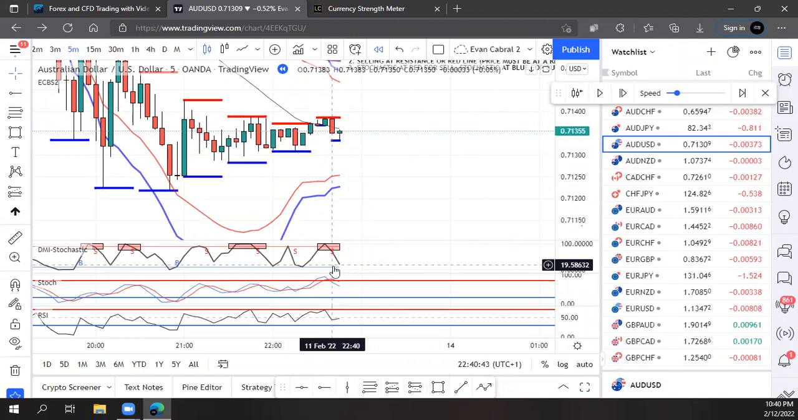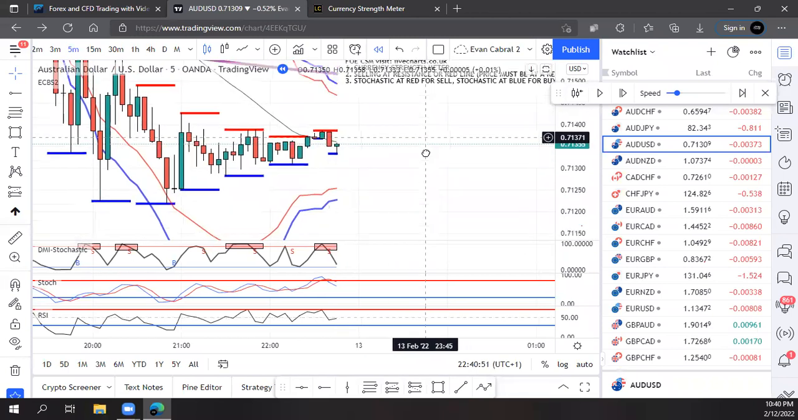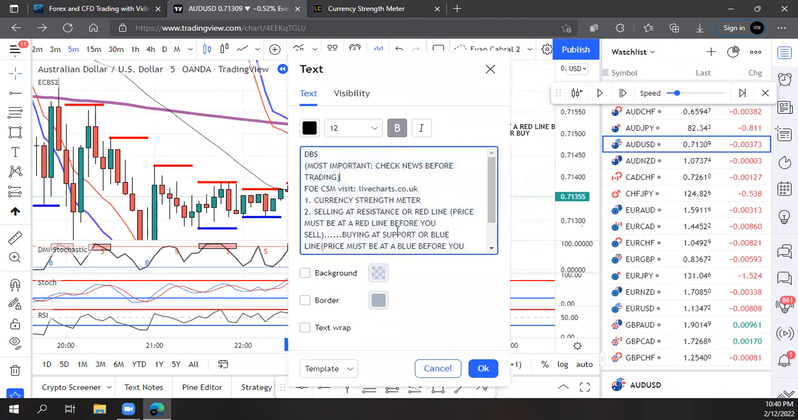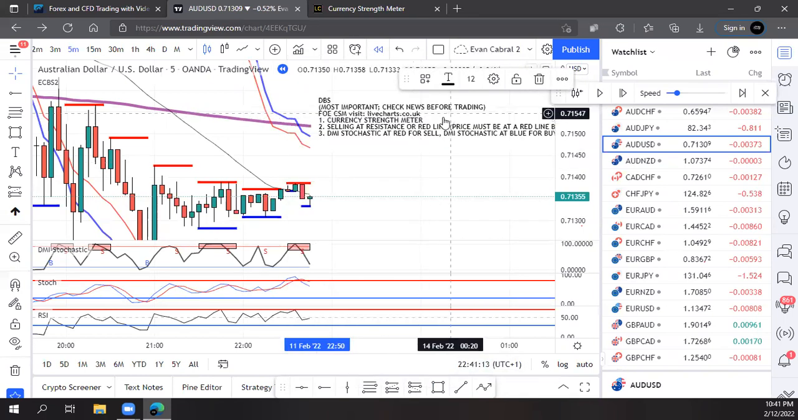So now we have what? We have our third confirmation. We can actually see that number 3 is what? DMI stochastic. DMI stochastic should be at red for sell, and at blue for buy. So that's our third confirmation.